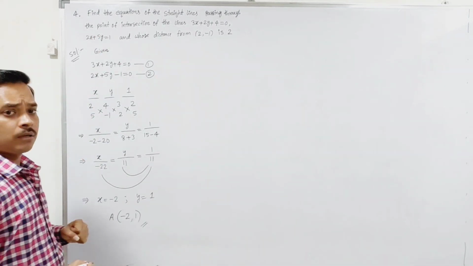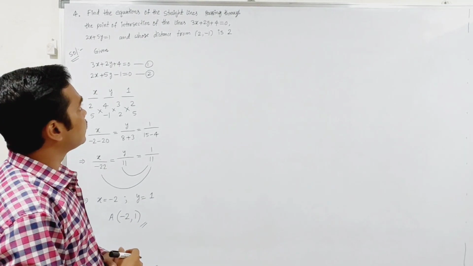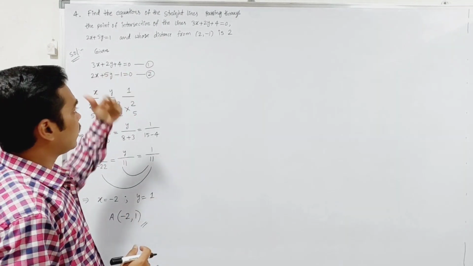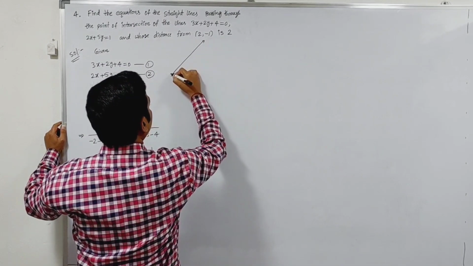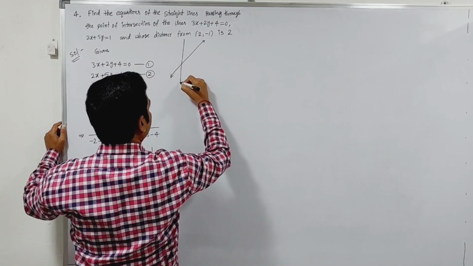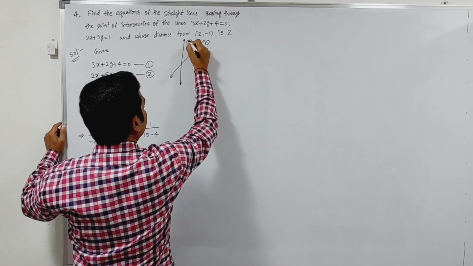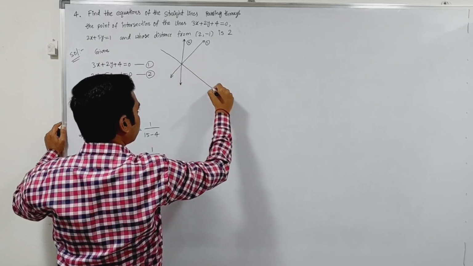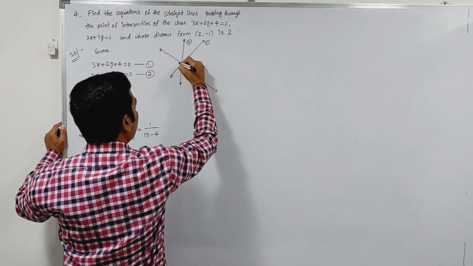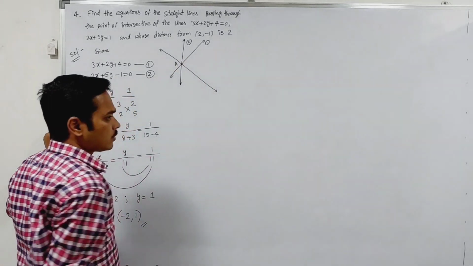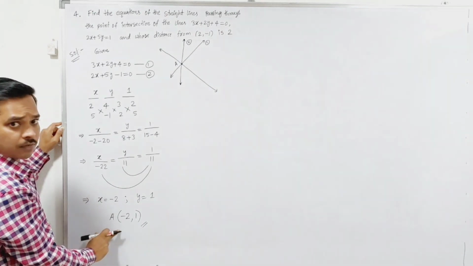In this problem, you have to find out the equations of the straight lines that are passing through the given lines. For example, this is the first equation and this is the second equation. This is the first line and this is the second line. The required line is passing through the point of intersection of these two lines. This is the point of intersection A, the point of intersection of equation 1 and 2.